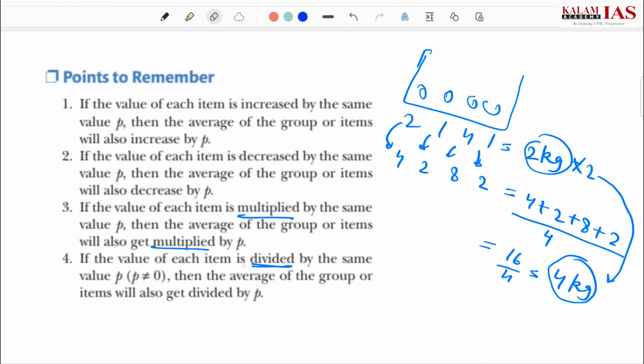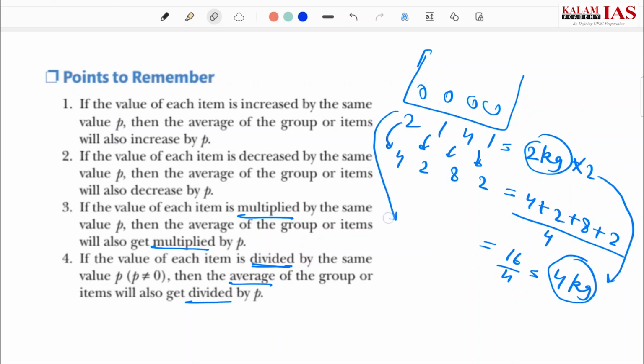And same is the case with division. If we divide the value in each of these balls with a fixed number, the average of the group will also get divided by the fixed number. Let's see with an example.